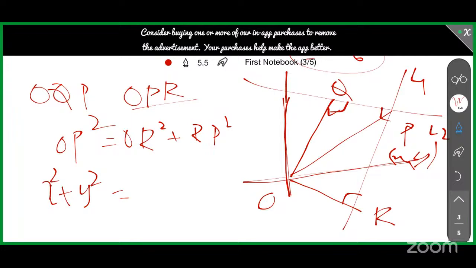Same as x2 square plus y2 square. Why is it x2 square plus y2 square? Did I take any point on R? Is any other point given? Arbitrary point x2 comma y2.